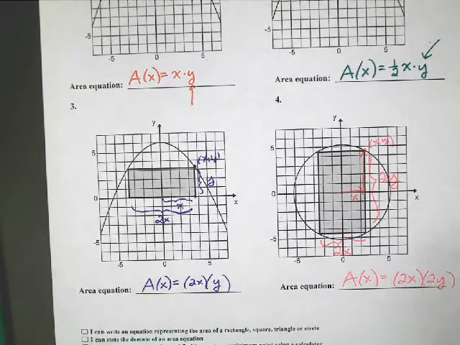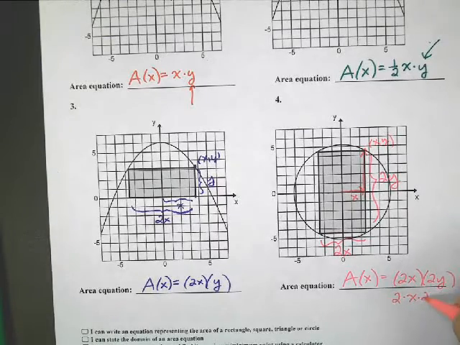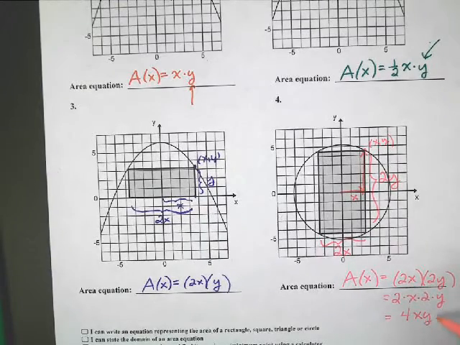You don't need all those parentheses because this is times, times, times. 2 times x times 2 times y. Or you could even say 4xy. But in any instance, these y's would have to be replaced with the equation.